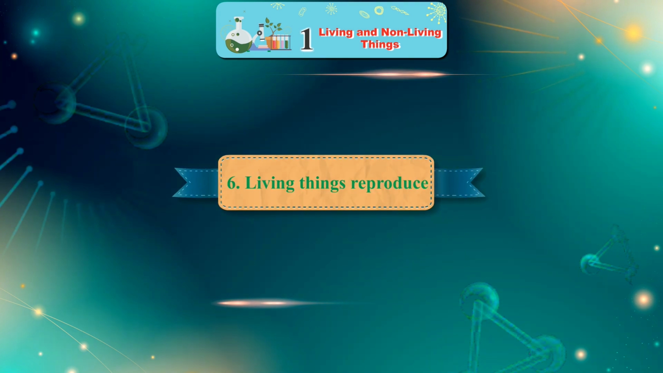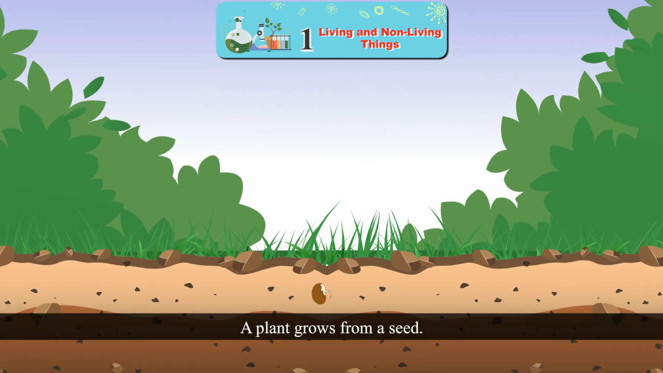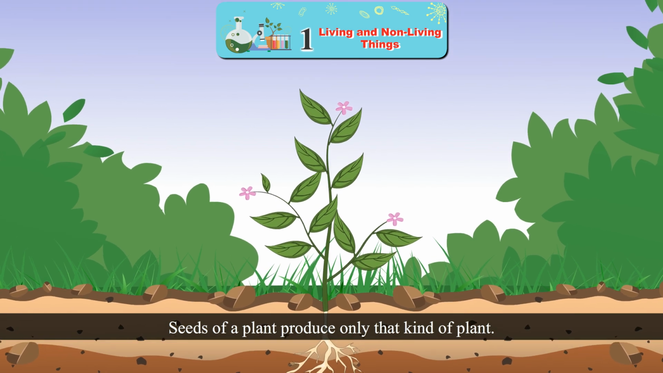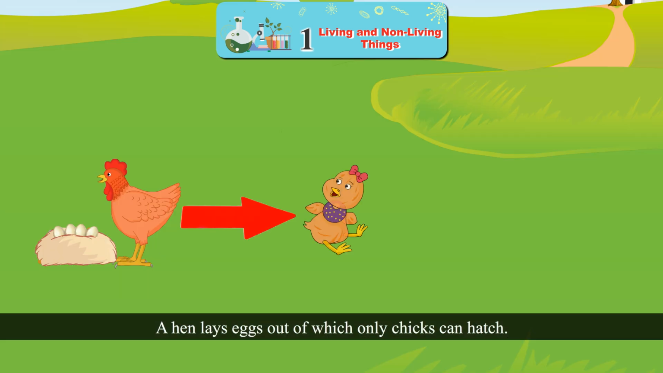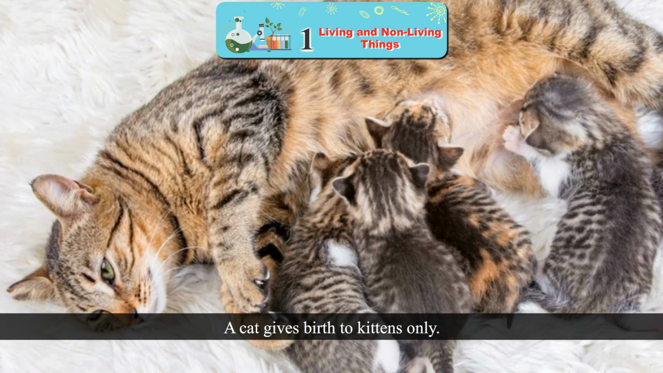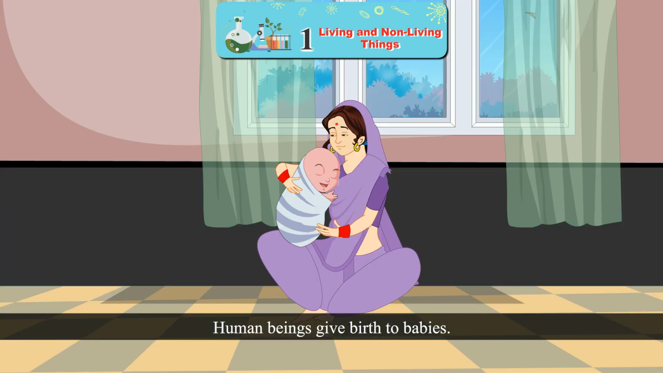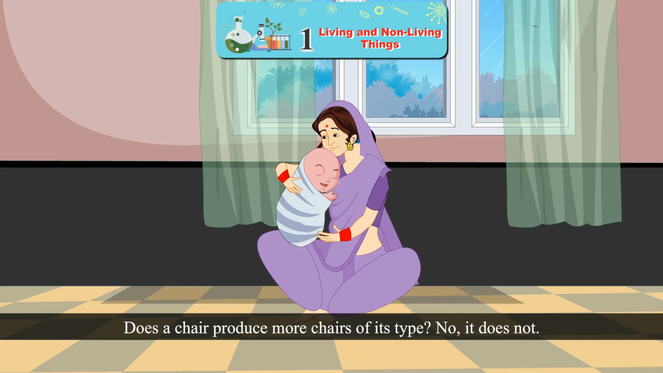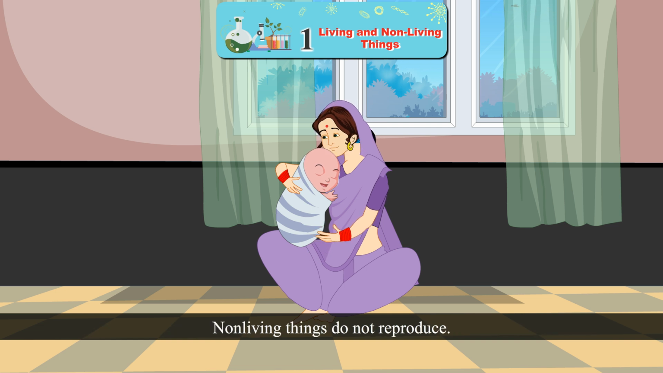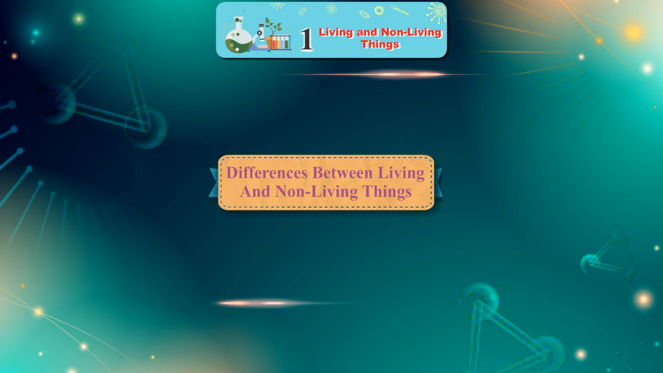Sixth, living things reproduce. A plant grows from a seed. Seeds of a plant produce only that kind of plant. A hen lays eggs, out of which only chicks can hatch. A cat gives birth to kittens only. Human beings give birth to babies. Does a chair produce more chairs of its type? No, it does not. The way in which living things produce their own kind is called reproduction. Non-living things do not reproduce.